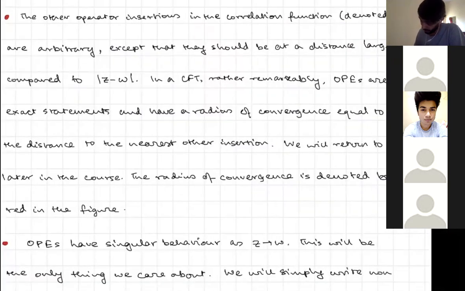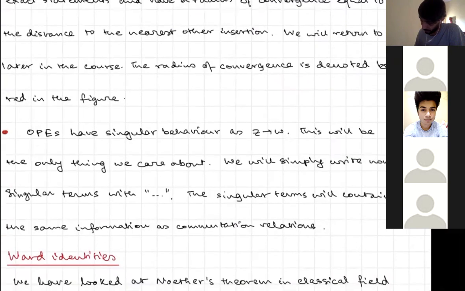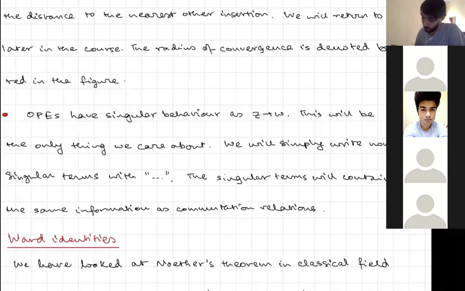We have not proved this. I will try and give you some idea as we go ahead. And the most important thing is that the OPEs are going to have singular behavior as z goes to omega. This is the only thing that we actually are interested in as we go forward. The non-singular terms we will just denote with dots.